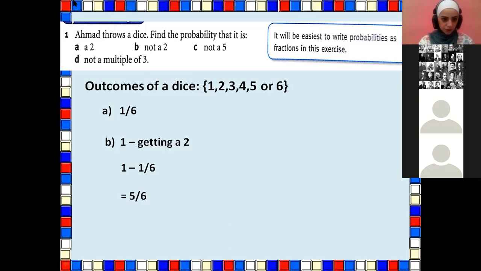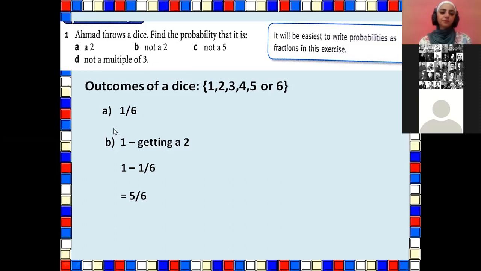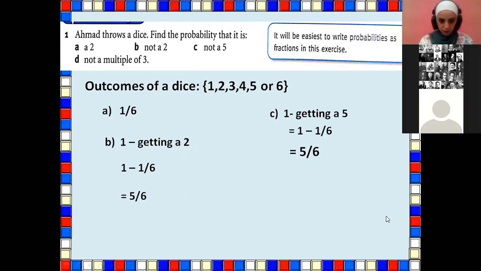Let's go now to Umar Abu Abed. Please, those who answered, don't raise your hands again. Yalla. Not a 5. It's 5/6. Yes, 5/6. Excellent. Because getting a 5 is 1/6. So not getting a 5 is how much left, which is 5/6. Thank you. Yalla, let's go now to Hazem Abu Hajla.